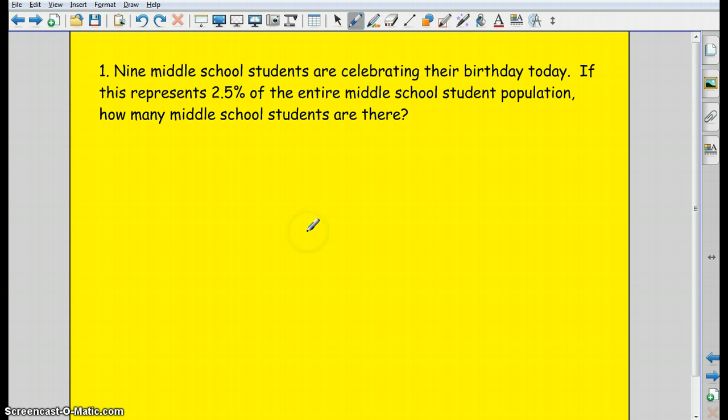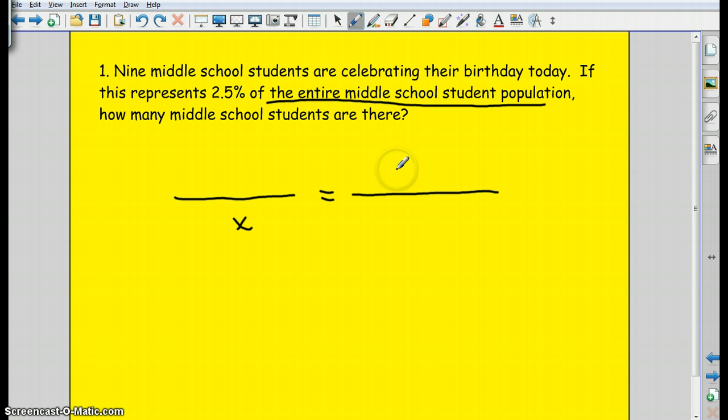Well, if you read this question closely, it says 9 middle school students are celebrating their birthday. If this represents 2.5% of the entire middle school, how many middle school students are there? Well, how many middle school students refers to the entire middle school. So we automatically know that we're looking for the whole amount, and that's going to be our variable x. We know that 2.5% must go in the numerator out of 100, and so that logically leads us to believe that it's going to be 9 students out of a total amount equals 2.5 over 100.